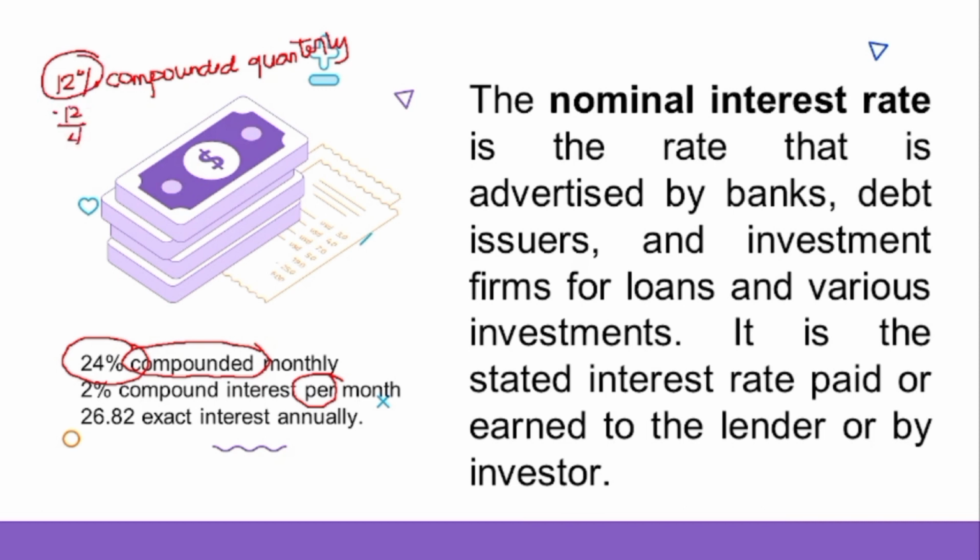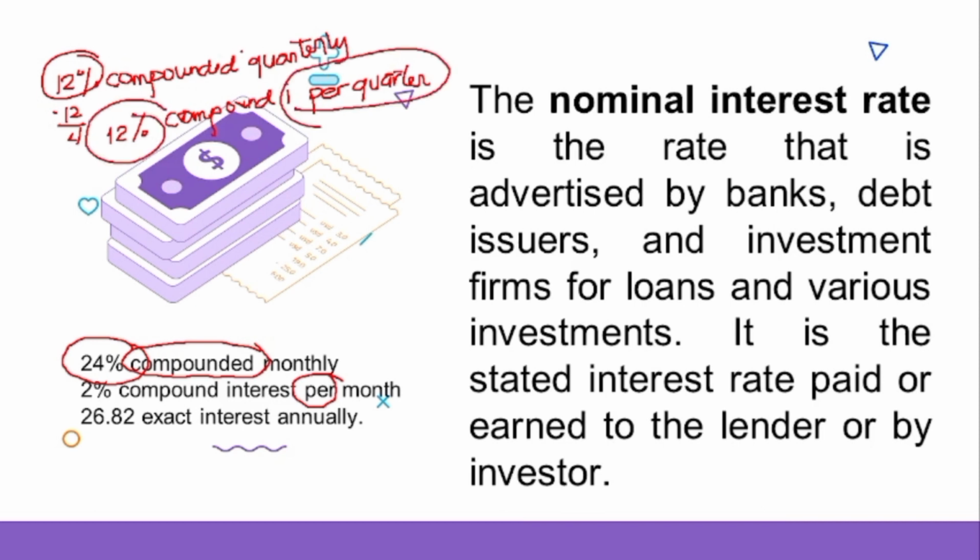But then if the statement is like this, 12% compound interest per month or per quarter, ganyan, per quarter. Kapag ito yung given, you will not divide this 12% anymore kasi specified na siya na per quarter. Pero kapag ganyan, compounded quarterly, you will divide it with 4. So be careful with wordings sa mga problem nyo.